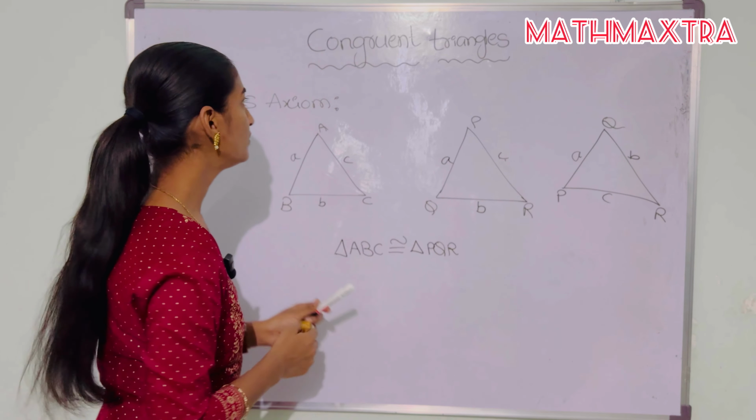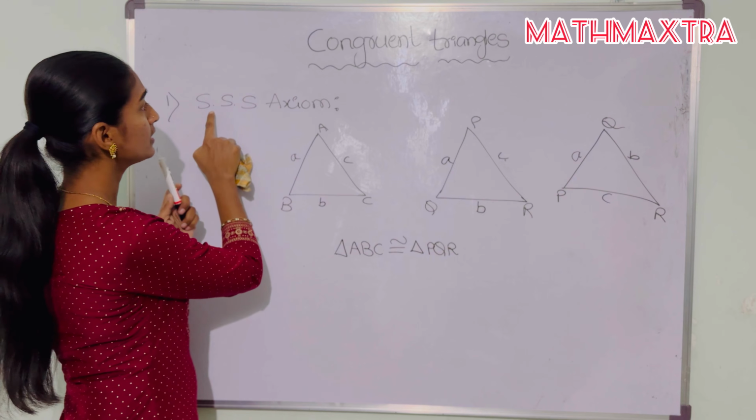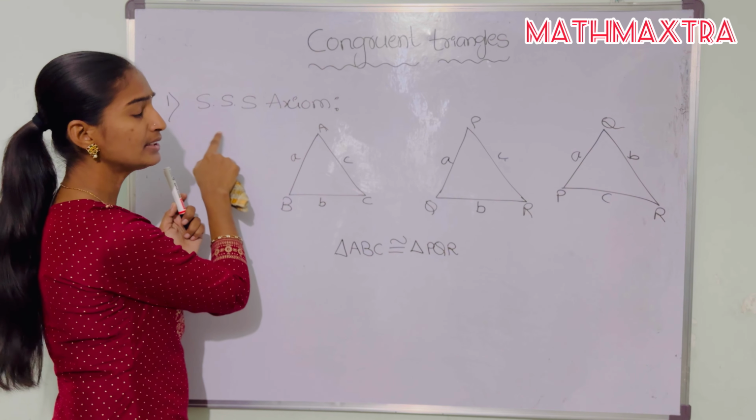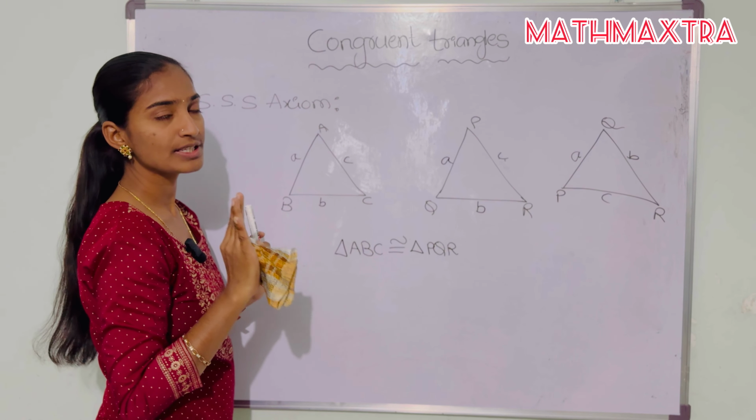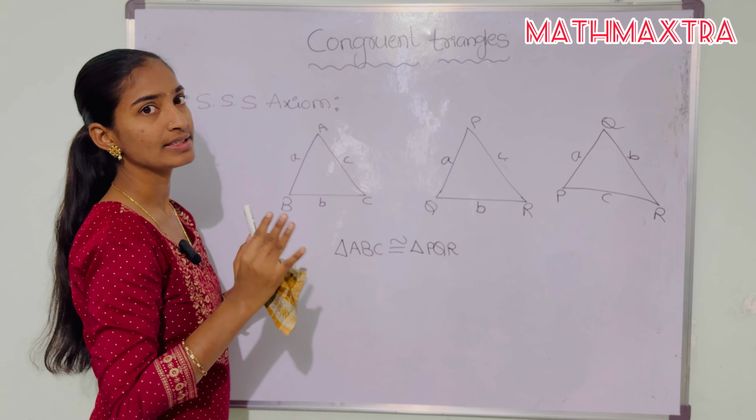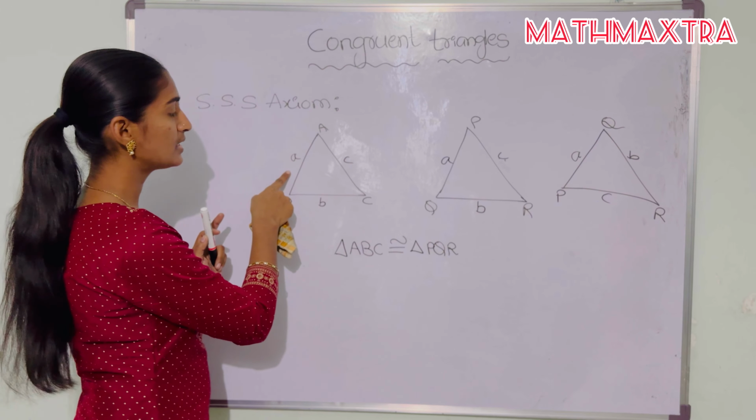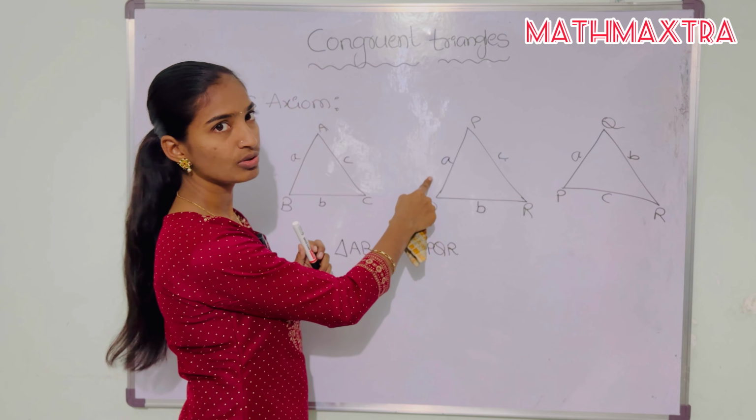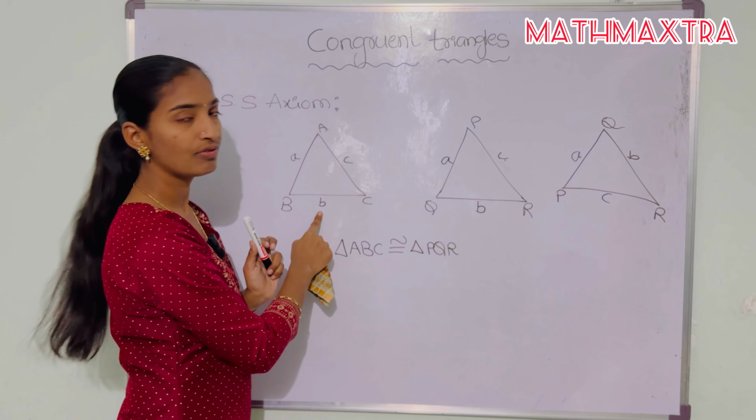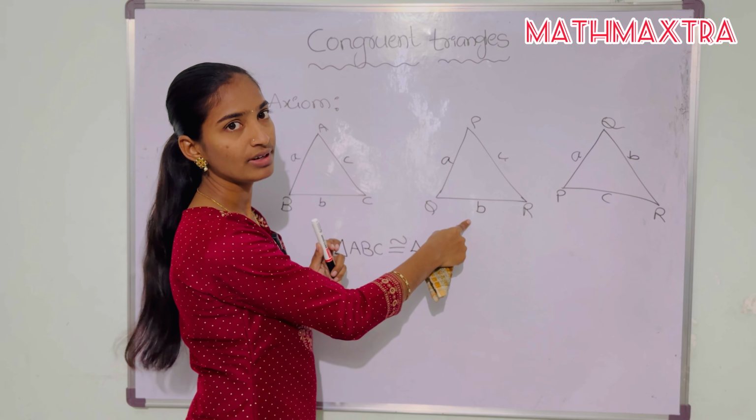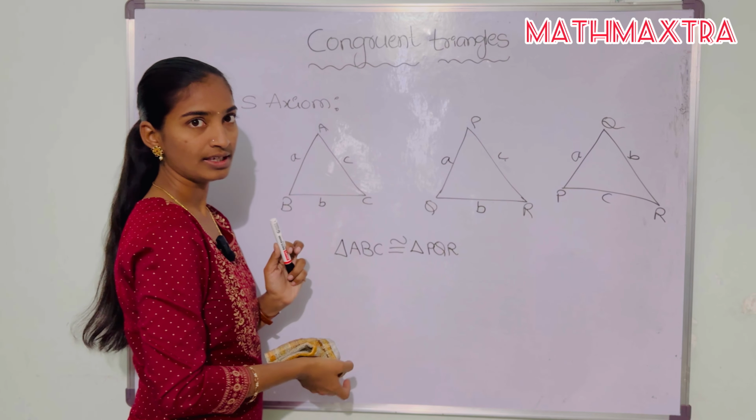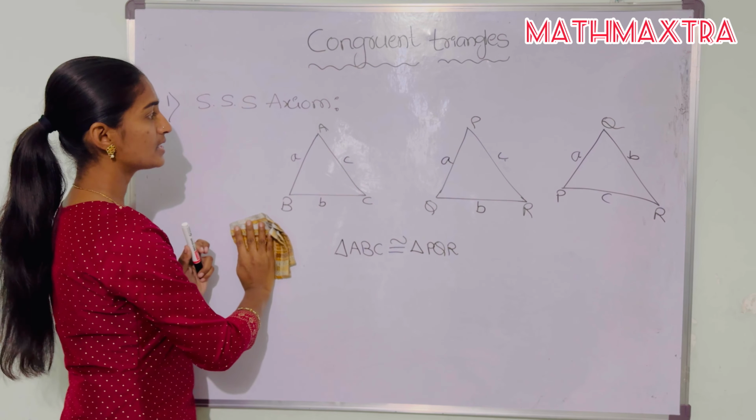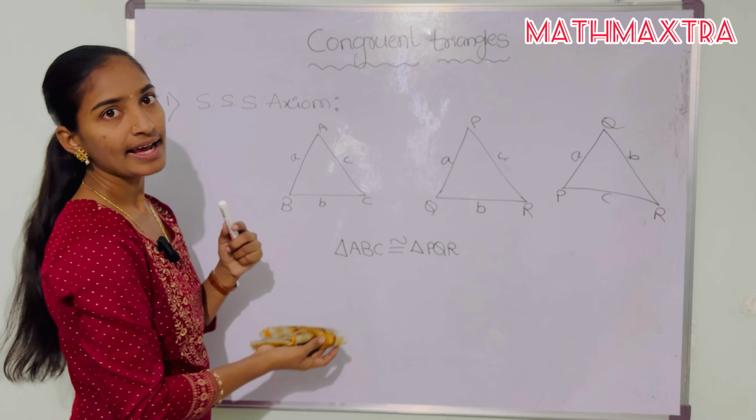Okay. So, this is what? Side, side, side. In this, you need to identify all three sides must be equal in the two triangles. So, respective sides. If this is of length A, this should also have length A. If this is of length B, this should also have length B. If this is of length C, this should also have length C. Yes. So, this is the side, side, side axiom.